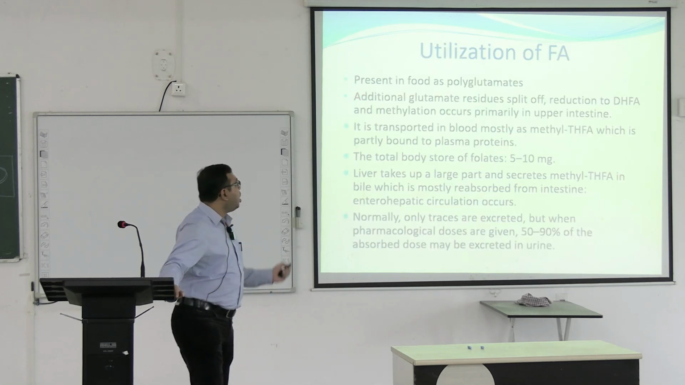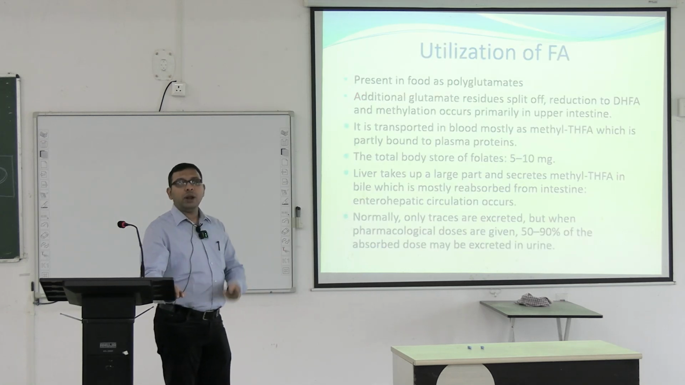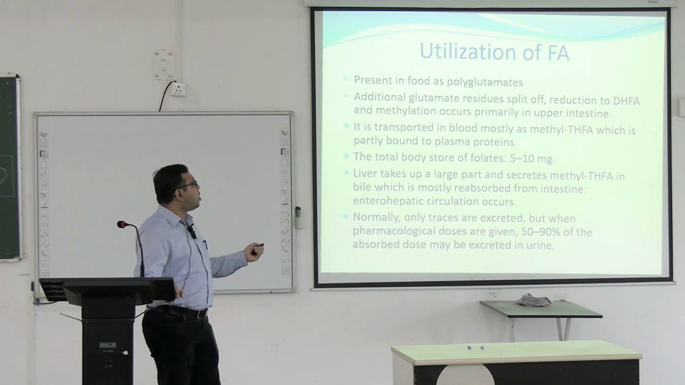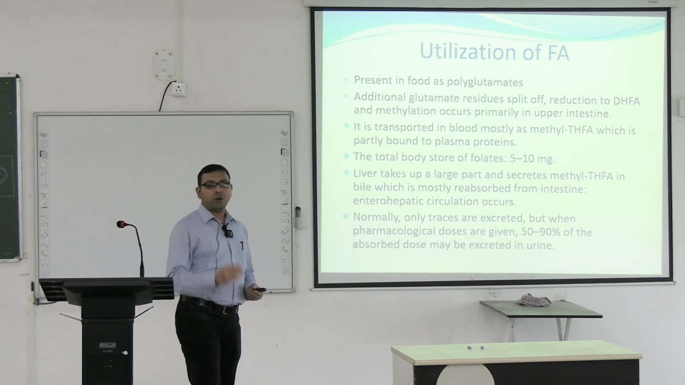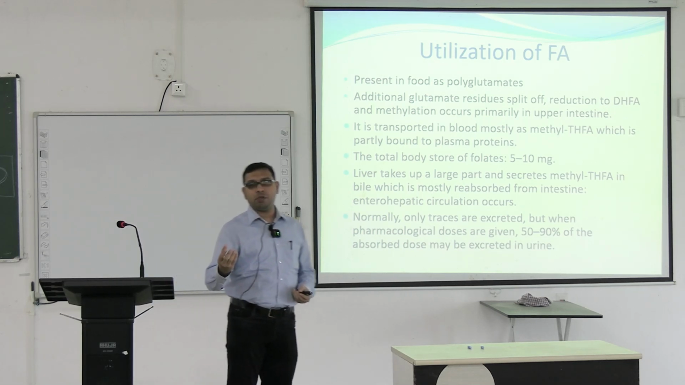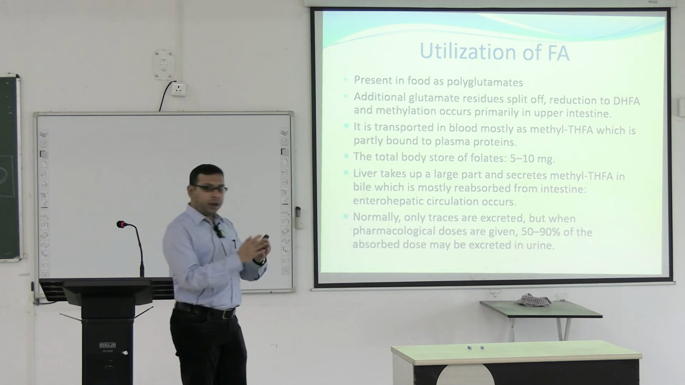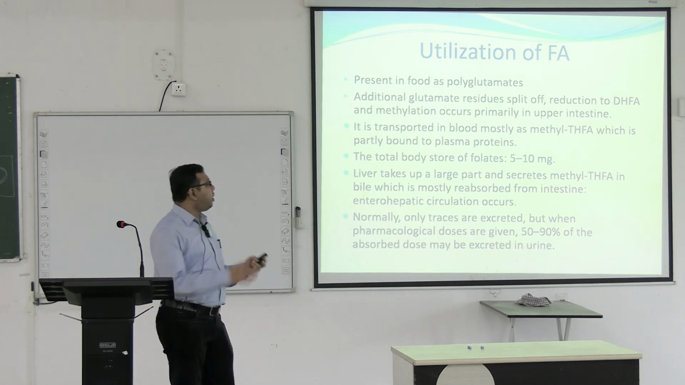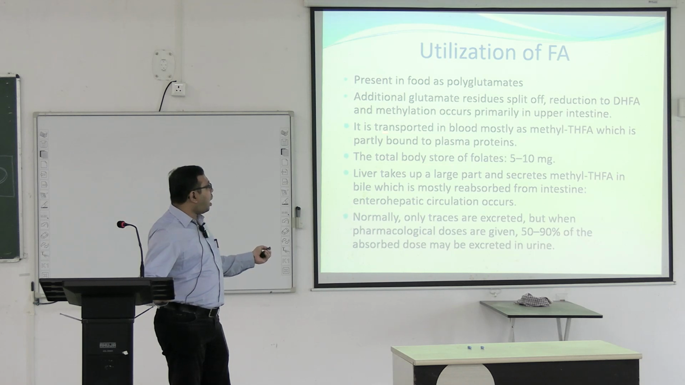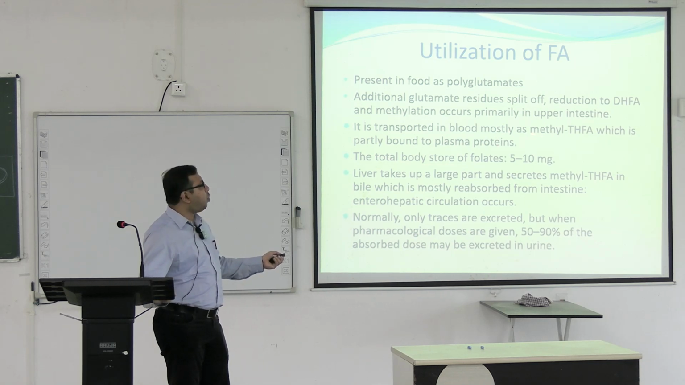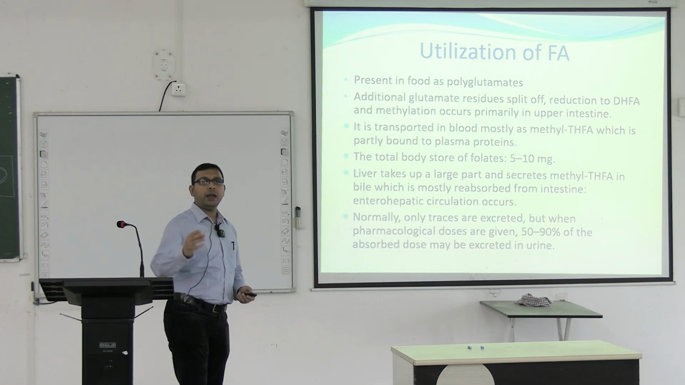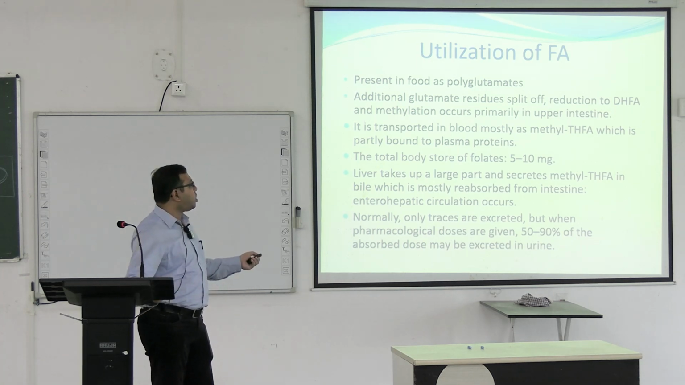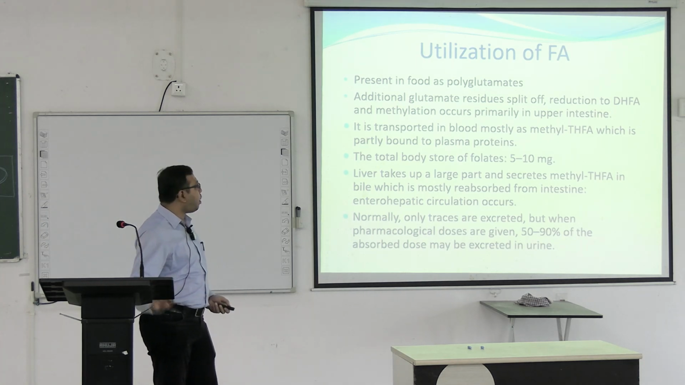Okay. Now how is it absorbed and utilized in our body? It is present in food as polyglutamates, the pteridine ring with glutamic acid, so polyglutamate is present. It has to be cleaved. When it comes into the body, in the upper intestine, it is split off. Ultimately it is transported in the blood mostly as methyltetrahydrofolic acid, a methyl carrier, partly bound to plasma proteins.